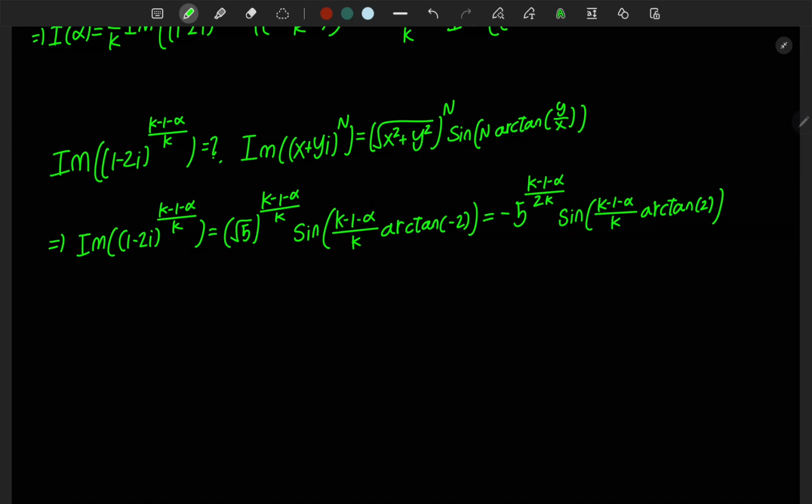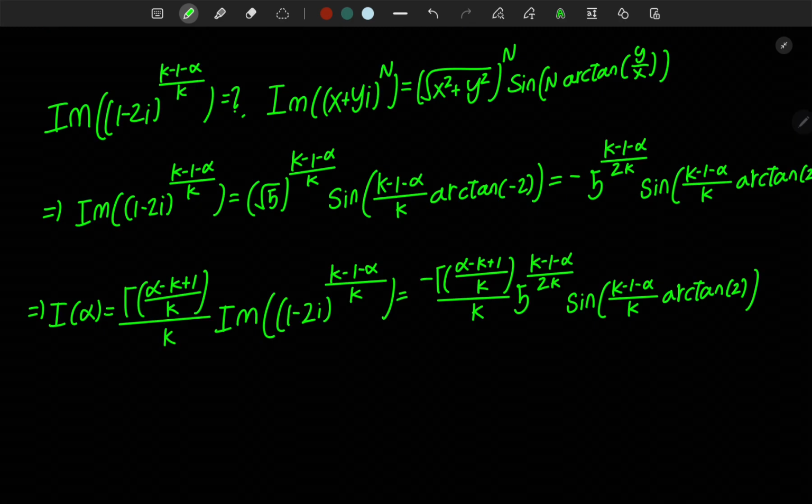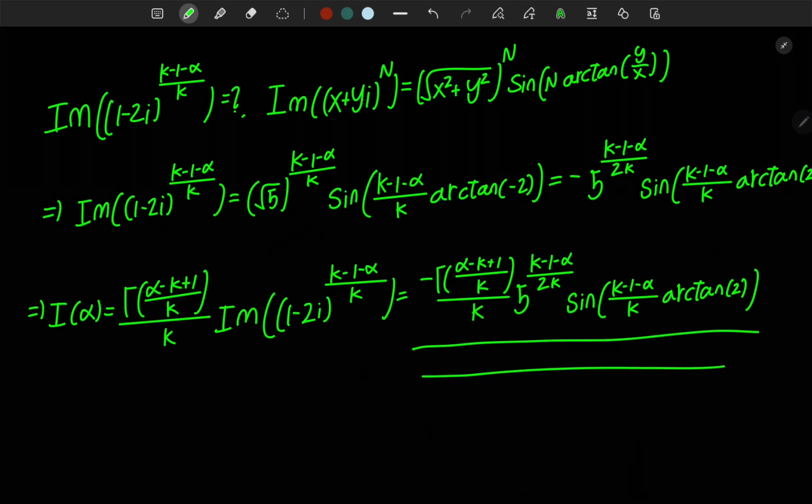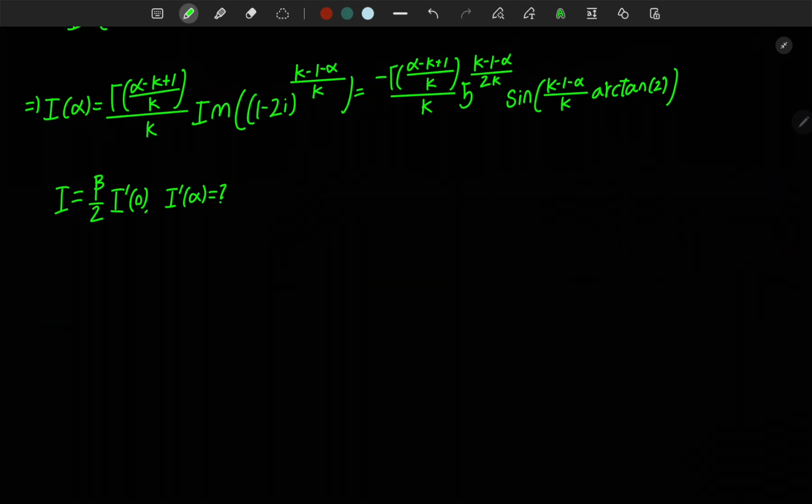Well, first we need to recall that the imaginary part of x plus y times i to the power of n right here equals this guy right here. So this would imply that the imaginary part of this guy right here is equal to this thing. Using the result we just found for this guy right here, this implies that I of alpha equals this guy right here. But recall that I equals beta over 2 times I prime of 0. Well, we have I of alpha, now we need to find I prime of alpha right here.